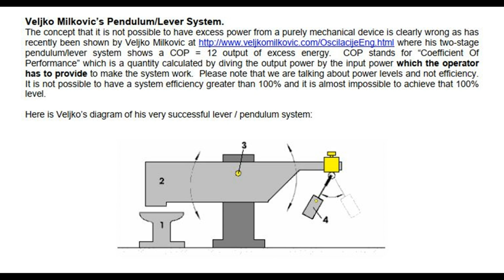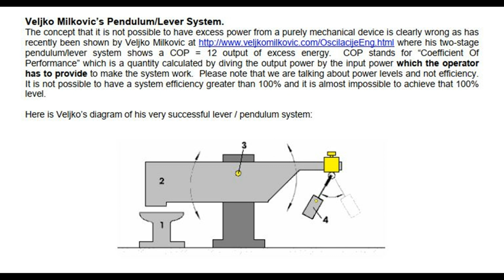Veljko Milkovic's pendulum/lever system. The concept that it is not possible to have excess power from a purely mechanical device is clearly wrong, as has recently been shown by Veljko Milkovic at http://www.veljkomilkovic.com/oscilacygeng.html, where his two-stage pendulum/lever system shows a COP equal to 12 of excess energy output.